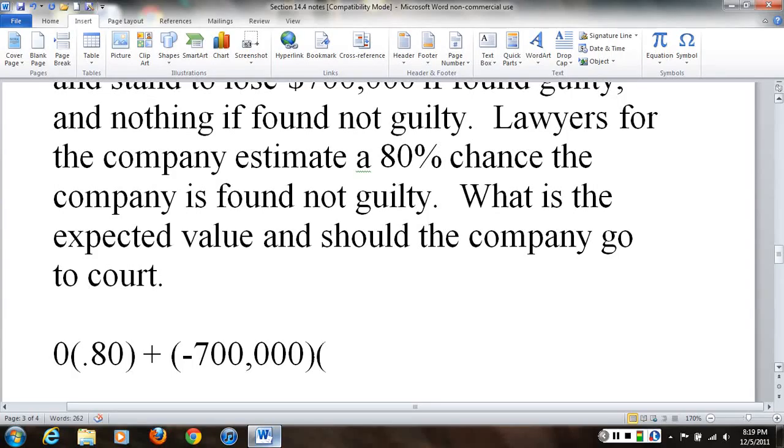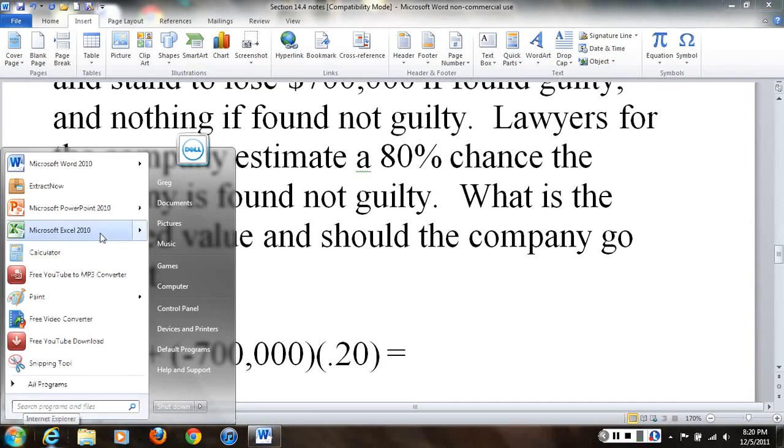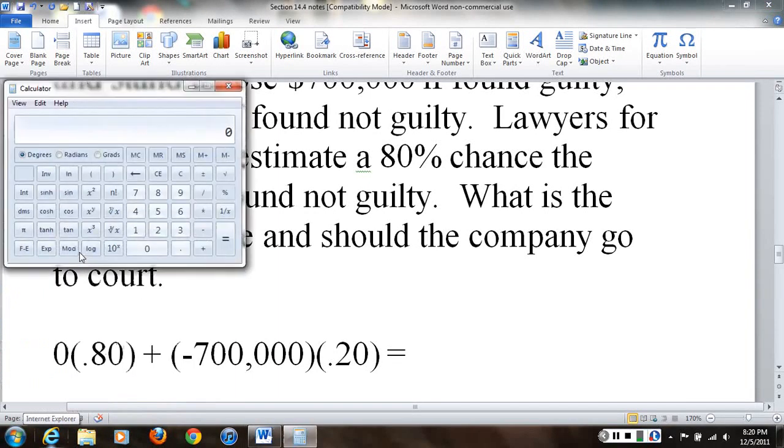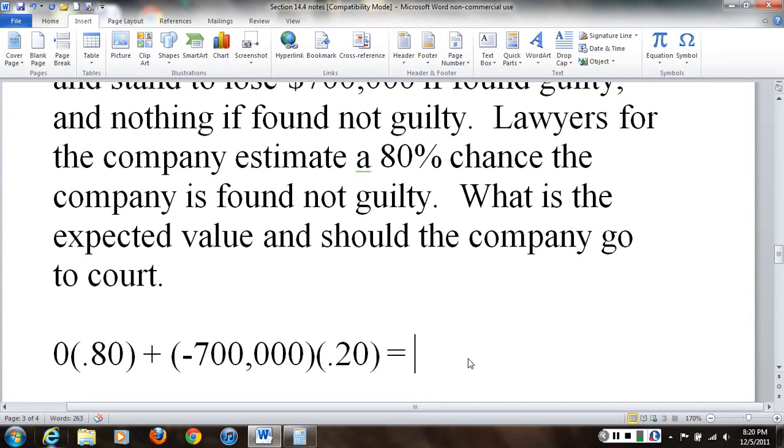The probability then, of course, of that happening is our complement, so 20% chance. 20% chance to be found guilty. So we want to find what's the overall expected value. Obviously, the first one is going to be 0. And when we do the math, our overall expected value, if we go to court, stands at negative 140,000. Again, on average, we expect to lose 140,000.